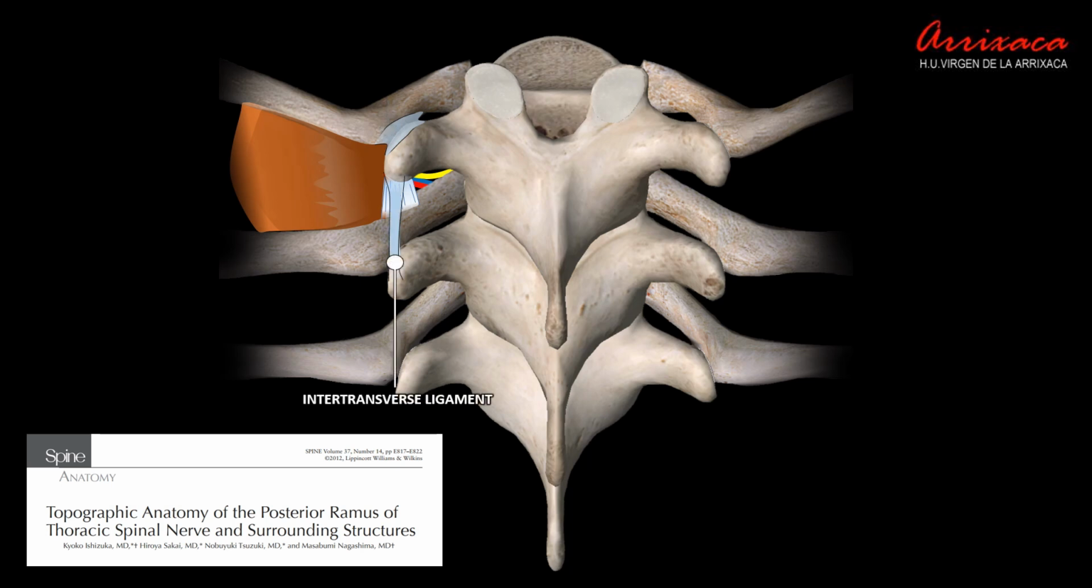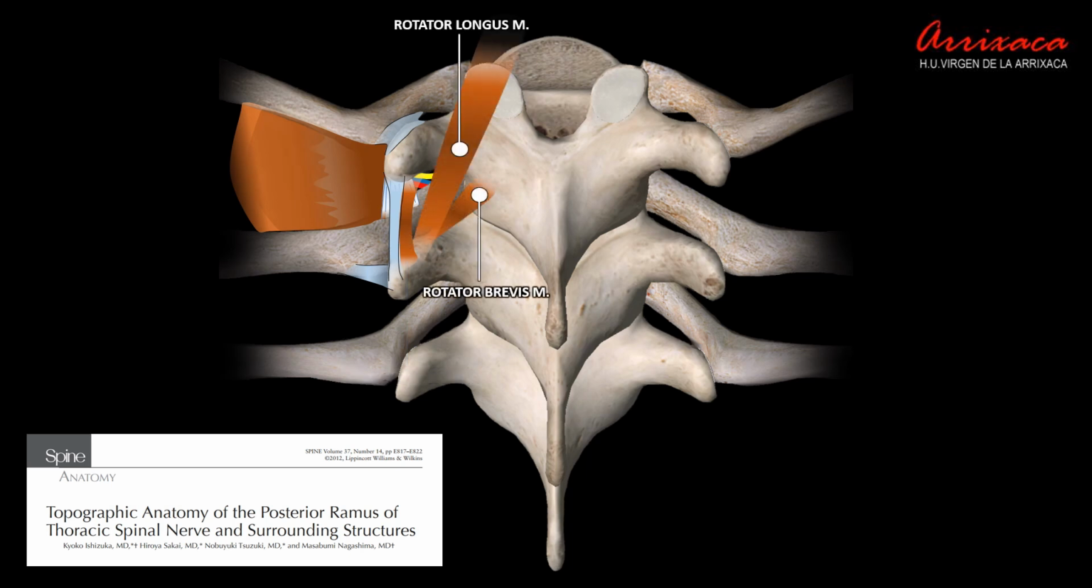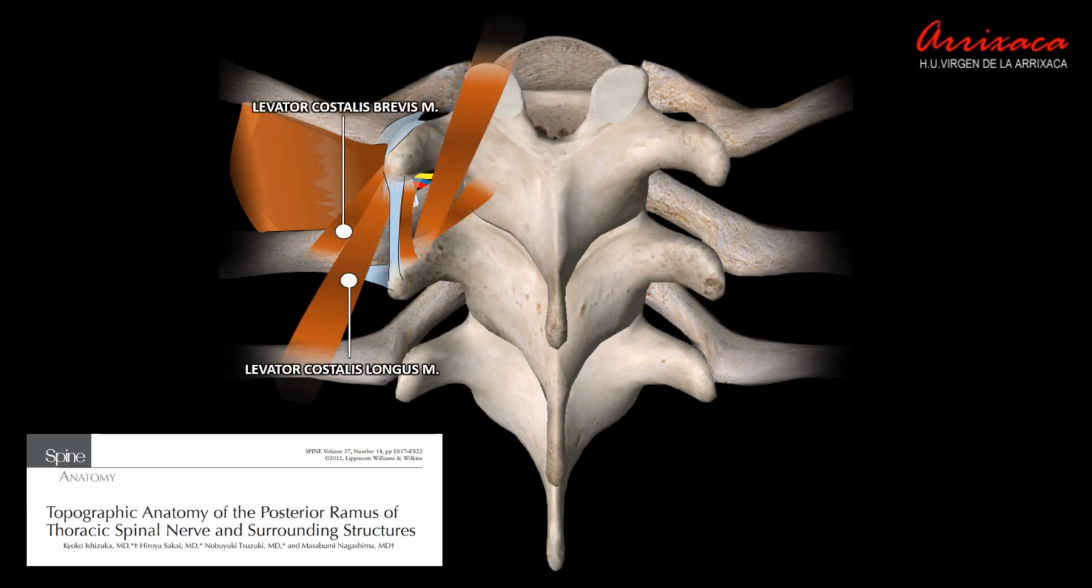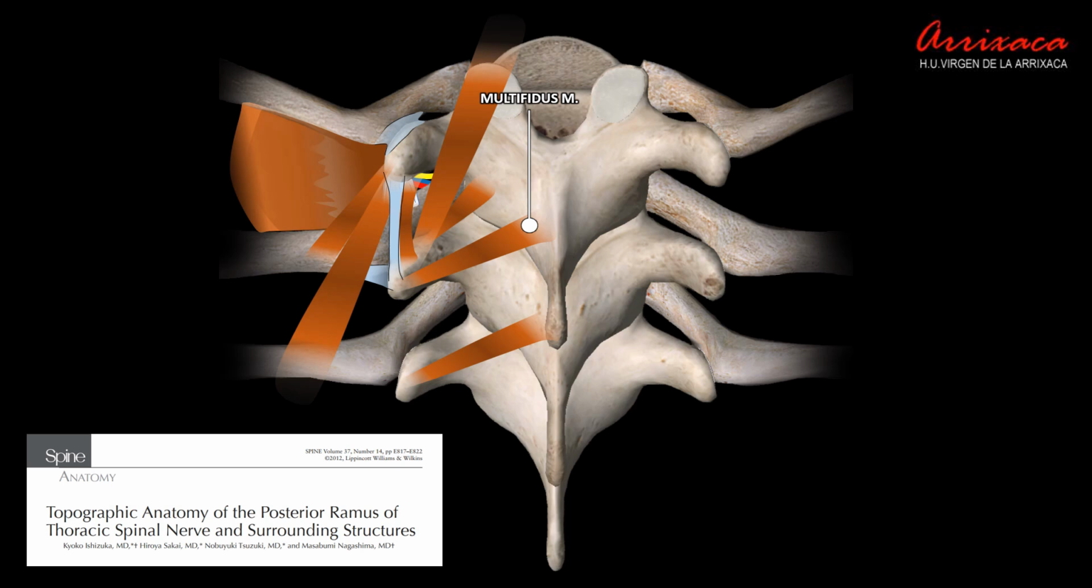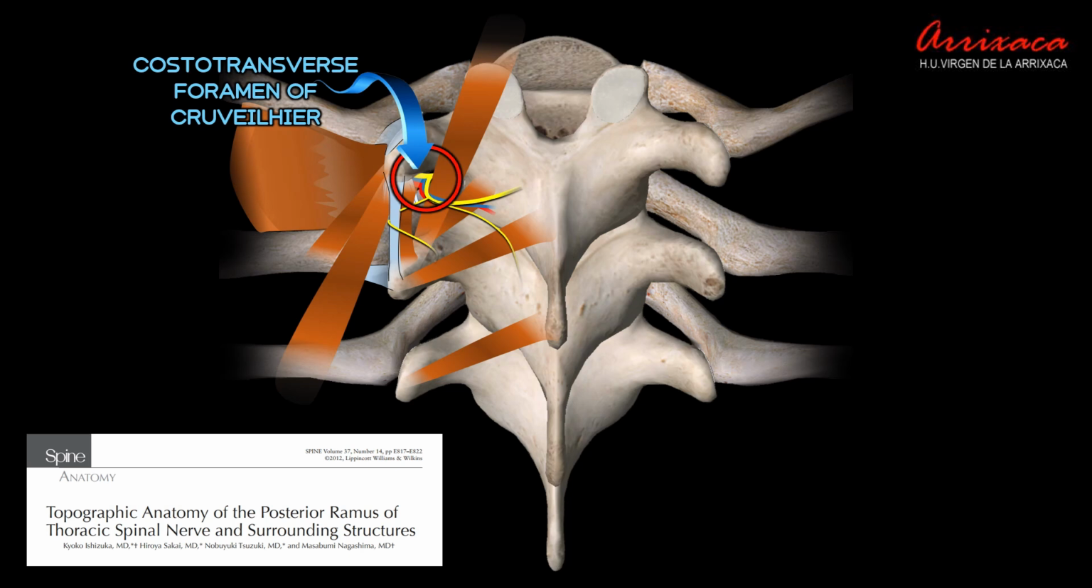The intertransverse ligament is a thin ligament that inserts on the lateral edge of contiguous transverse processes. The lateral costotransverse ligament provides stability to the joint. The intertransverse muscle is a thin muscle that inserts like the ligament between contiguous transverse processes. The rotator longus and brevis, as well as elevators longus and brevis muscles, will be part of the retrocostotransverse space, like the multifidus, which is a less powerful muscle than in other anatomical areas. The medial opening is known as the Cruveilhier costotransverse foramen, where it emerges to the surface by crossing the erector spinae plane.